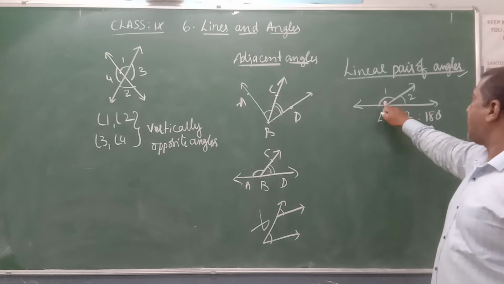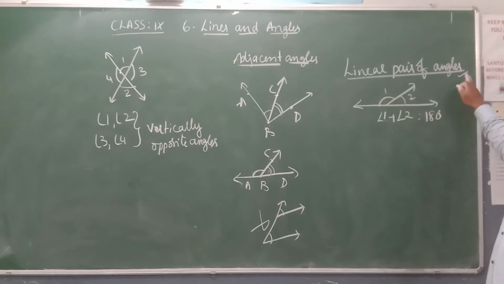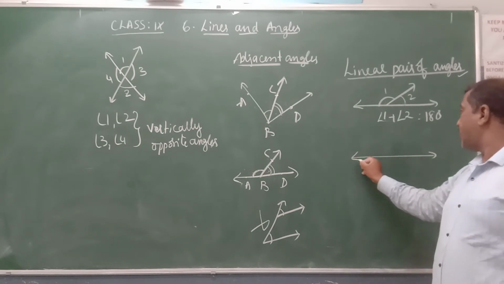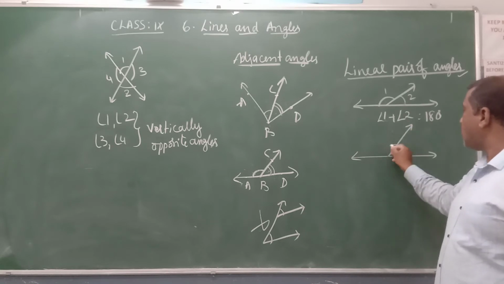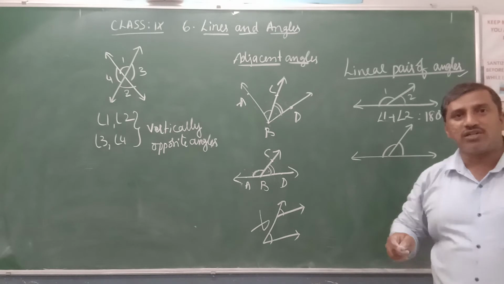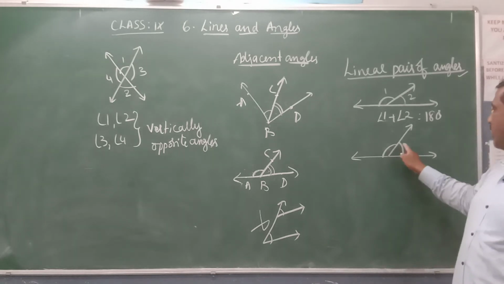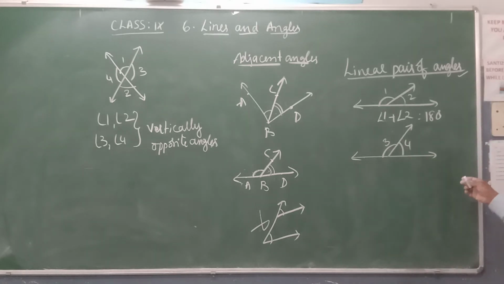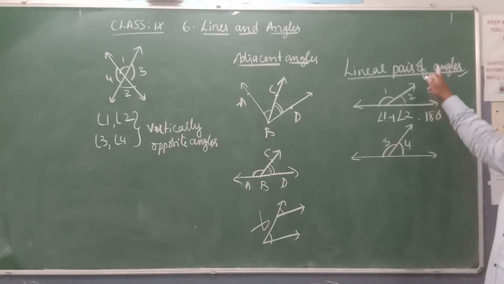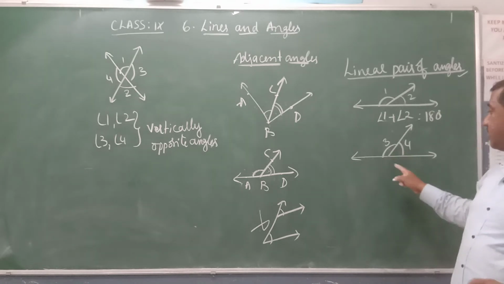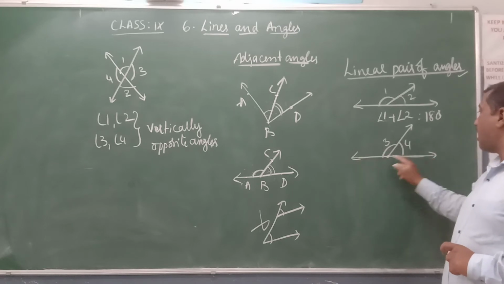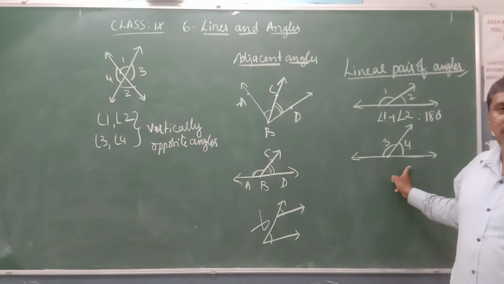Now angle 1 and angle 2 will form 180 degrees. This is a linear pair of angles. Like if a ray falls on a straight line and forms two angles, the sum of these two angles is equal to 180 degrees, that is angle 4 and angle 3. We call these angles linear pair of angles. For linear pair of angles, as they are adjacent angles, the two non-common arms will form a straight line.